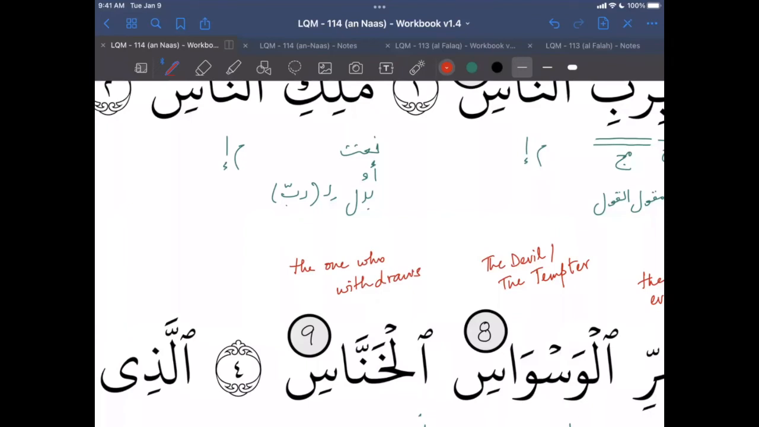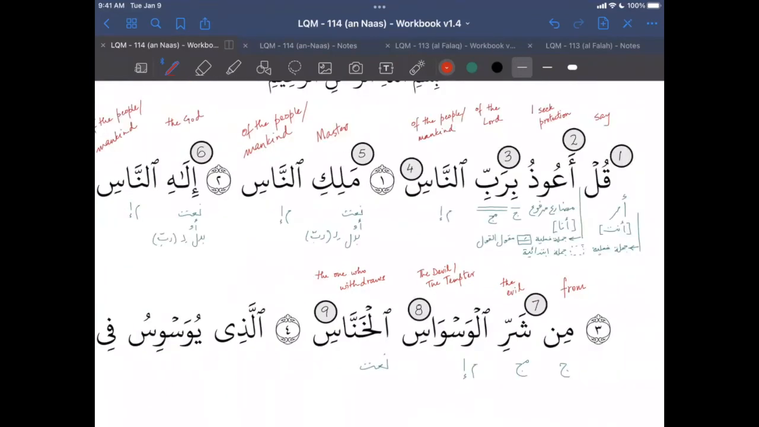قل أعوذ برب الناس ملك الناس إله الناس. Say, I seek protection of the Lord of the people, Master of the people, God of the people. Min sharril waswas al khannas, from the evil of the tempter, the one who withdraws.